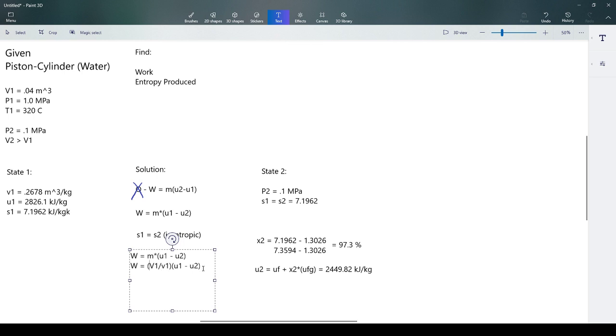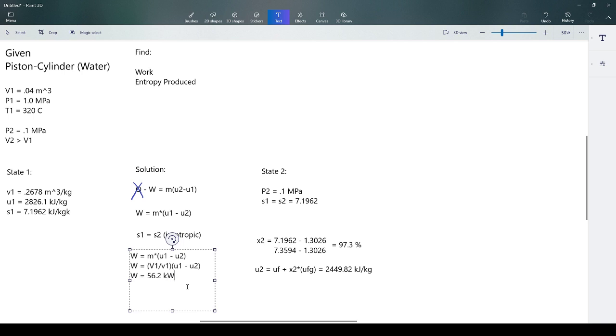Nothing left. So if you do this, you will get an answer for the work, and I will do that really fast just to be sure that we get something somewhat good. 0.04 divided by 0.2678. Okay, gotcha. Times U1 minus U2. And let's go where U1 is, which is 2826.1 minus 2449.82. And you get a final answer of 56 and some change, 56.2.